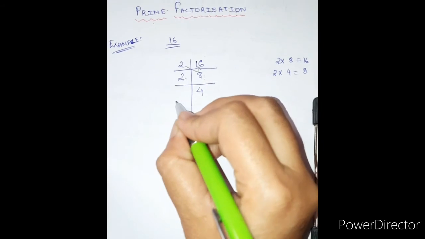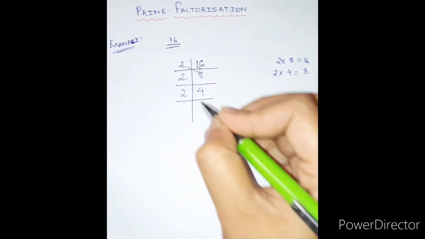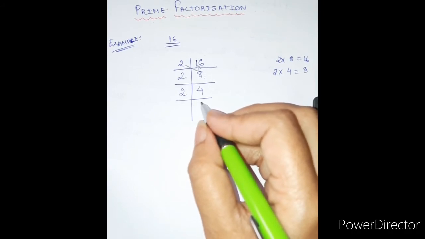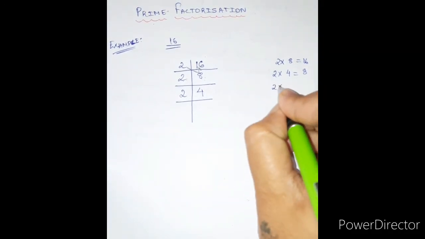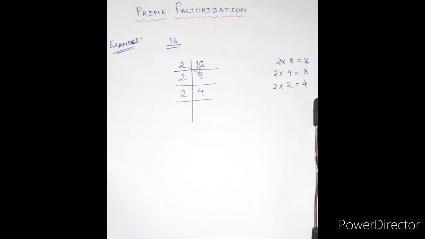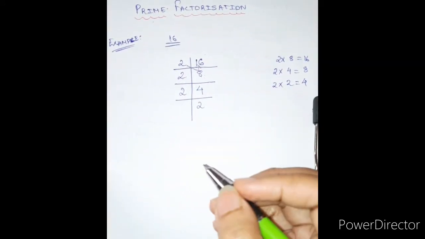Now we have 4. We have to factorize 4. Again I can take the table of 2, because the next prime number is 3, and 3 doesn't have 4 in it. 2, how many times will it give me 4? 2 2s give us 4. So 2 2s are 4.